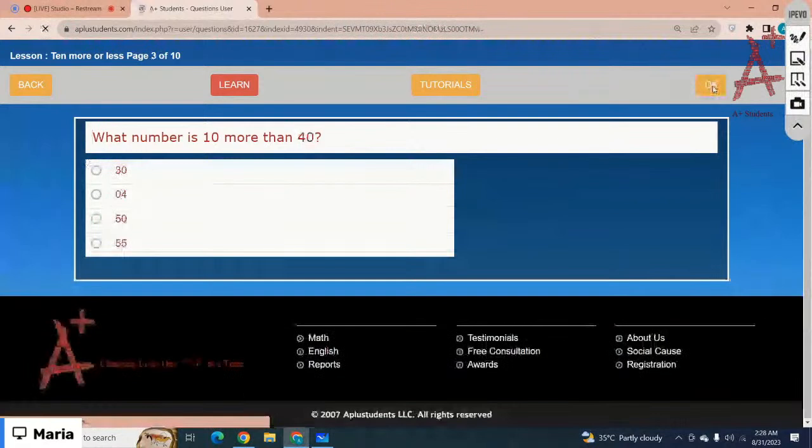Okay, the next one is, what number is 10 more than 40? So which is the correct option? 10 more than 40. More means you have to add, right? So 10 more means you have to add 1 to the tens digit. The tens digit is 4. So when you add 1, it would be 50. So the correct option is 50. 10 more than 40 is 50.